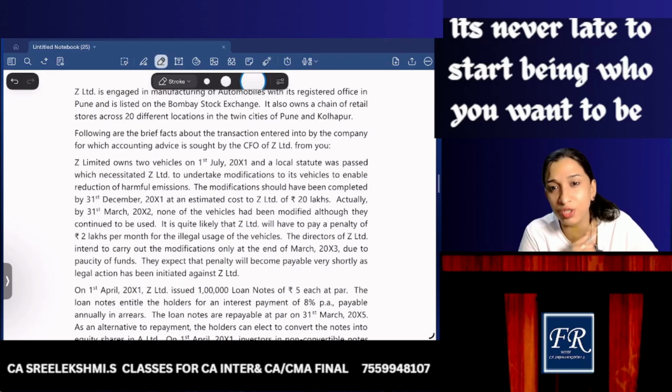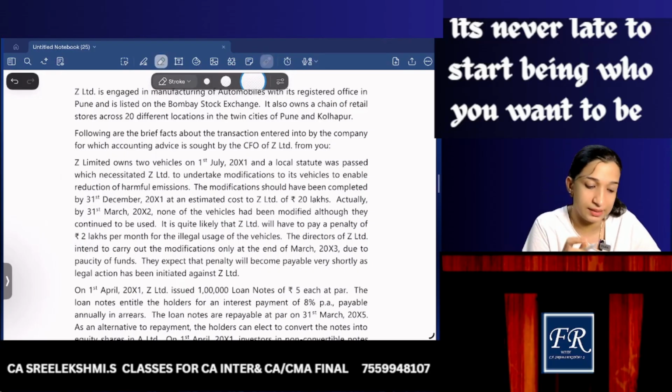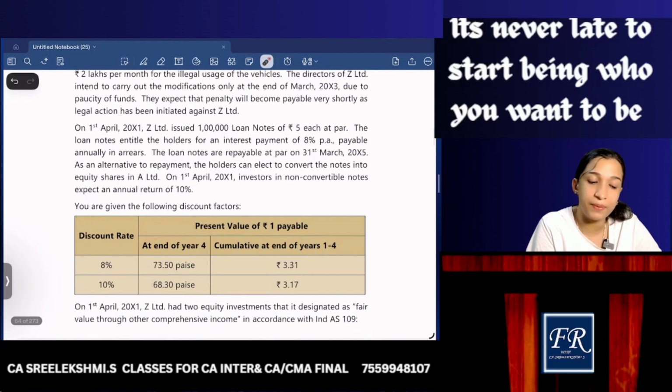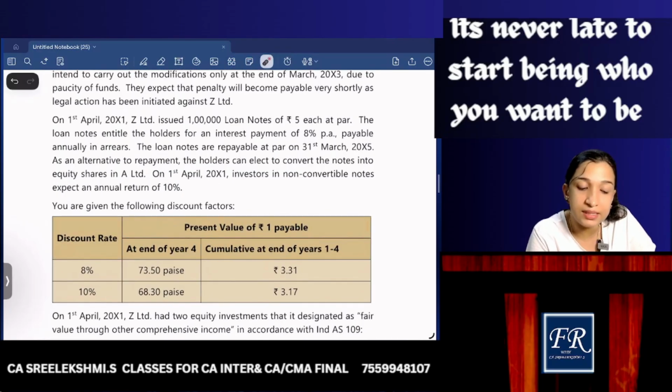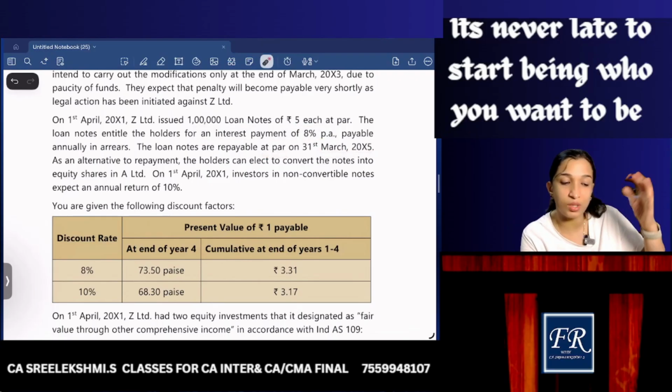6 lakhs provision is to be created. Correct. Now on 1st April, Z Limited has issued 1 lakh loan notes of rupees 5 each at par. The loan notes entitle the holder to an interest payment of 8% per annum payable in arrears. The loan notes are repayable at par on 31st March 15. So 11, 12, 13, 14, 15, 4 years.